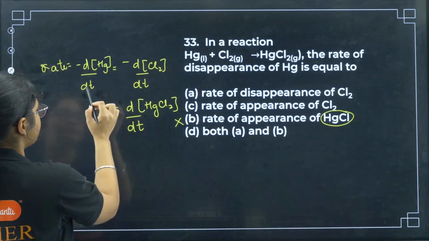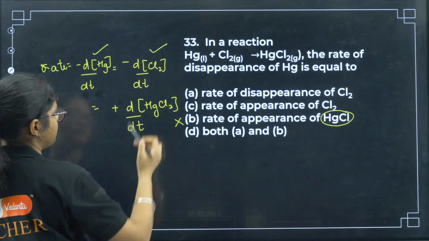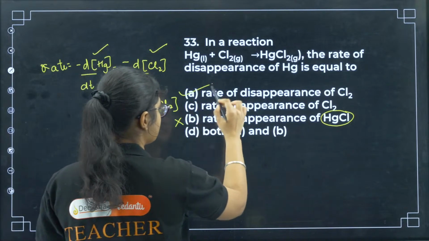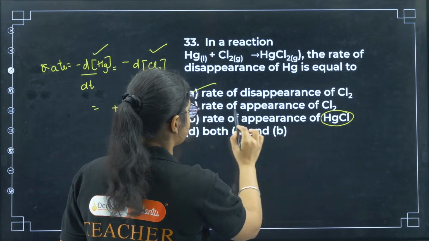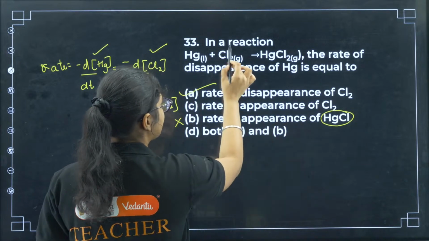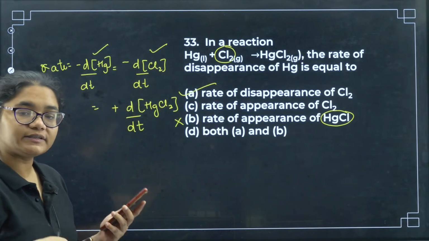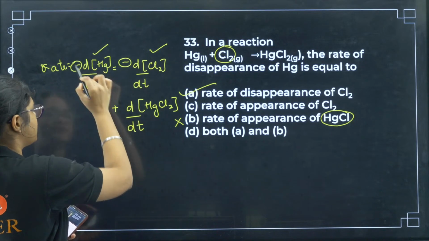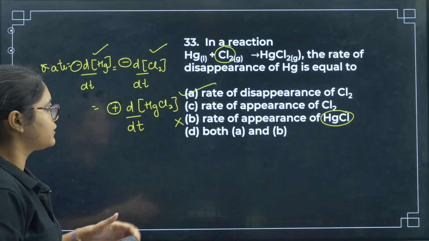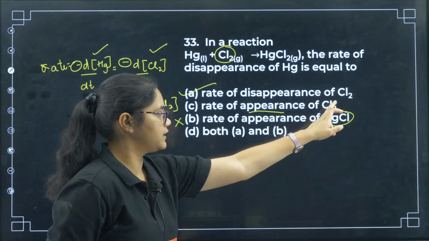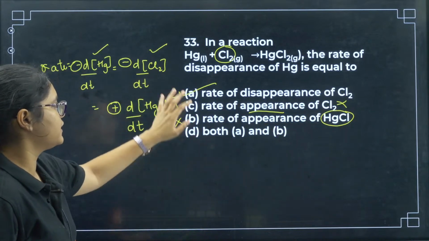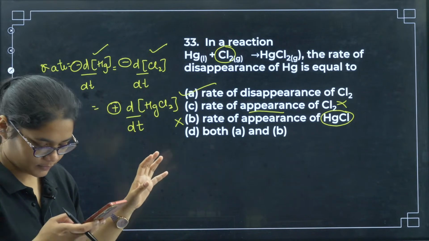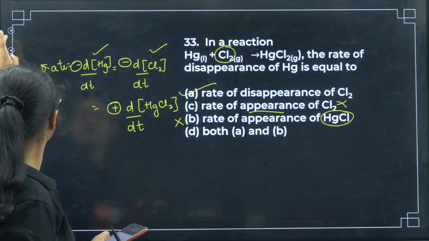Now is it rate of disappearance of Hg and rate of disappearance of Cl2, right? That is the correct answer. So A is the correct answer here, okay? B is not there. Rate of appearance of Cl2, no. See, Cl2 is a reactant, right? Reactants always disappear, products always appear. So that is why for the reactants we write minus and for the products we write plus. So this statement, rate of appearance, only is wrong, so we can eliminate this one. Both A and B is not there. So that is your option number A, okay? A is the correct answer here.